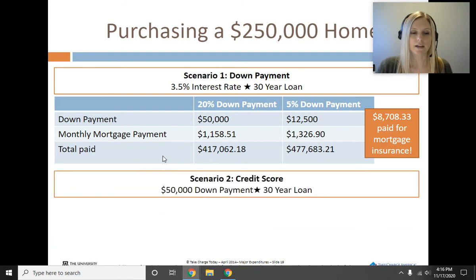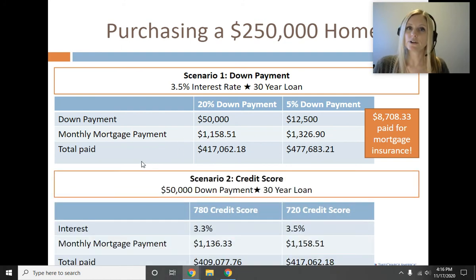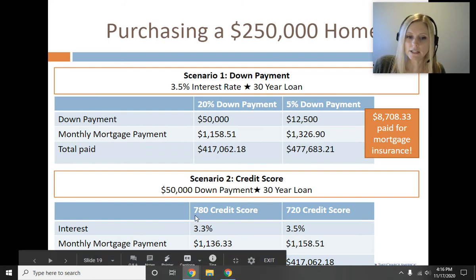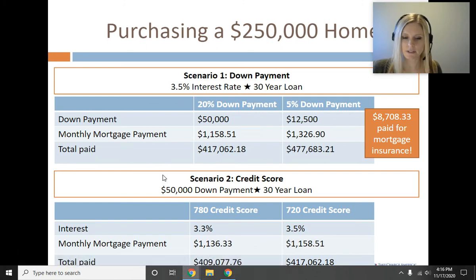And here is a different scenario that shows different credit scores. So same house, let's assume that you're going to pay that $50,000 as a down payment and you have a 30-year loan. If you have a 780 credit score, then you're going to be rewarded by getting a lower interest rate, 3.3% interest rate. Your monthly payment is going to be $1,136, and total over the course of those 30 years, you're still going to be paying $409,000 for that home.